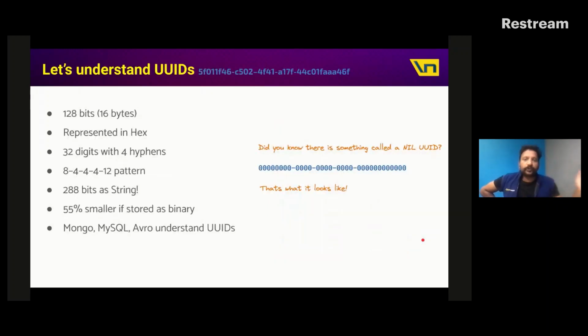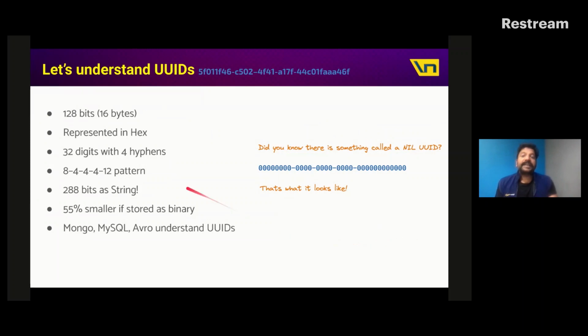Now let's come to UUIDs. A lot of people would have used UUIDs in their systems for generating uniqueness. But let's first understand what is there inside a UUID. People would have just looked at it as a string. Let's look at the anatomy right now. A UUID is 128 bits, which means it is 16 bytes in length.